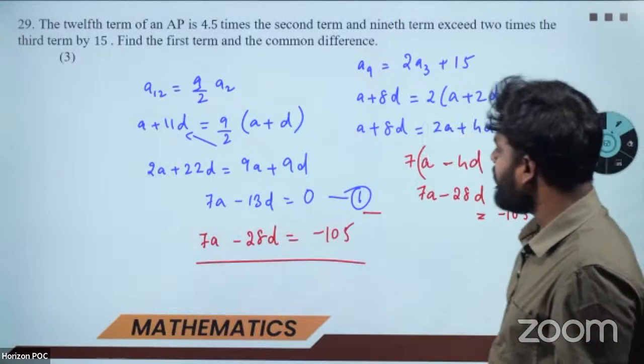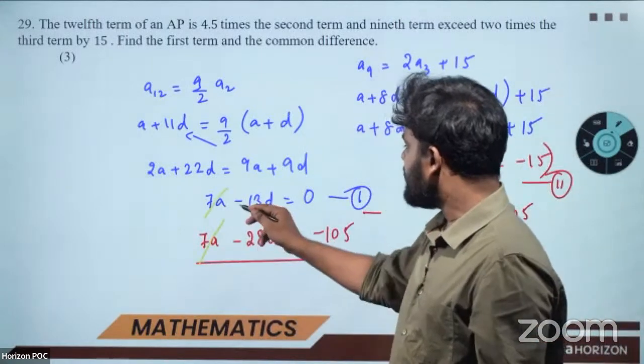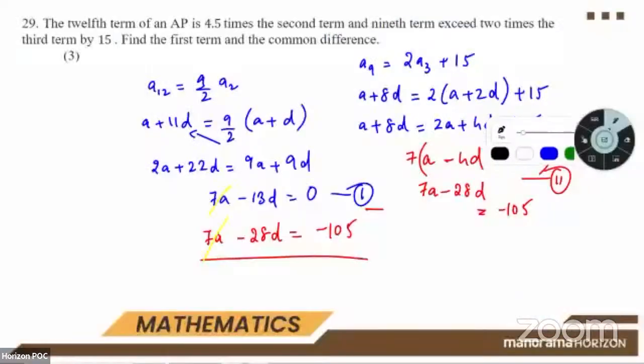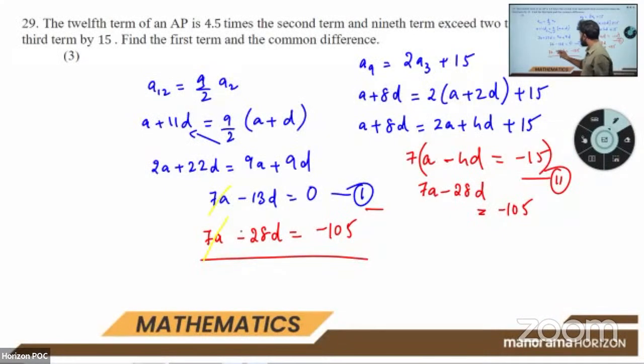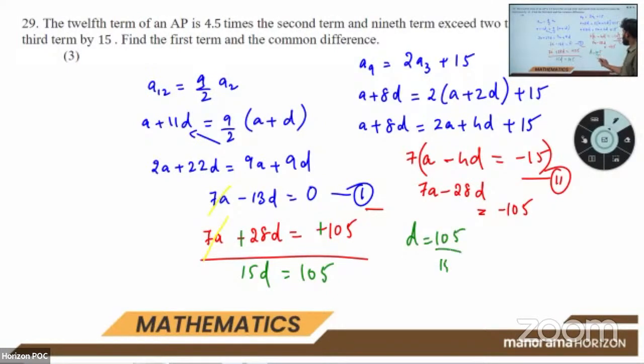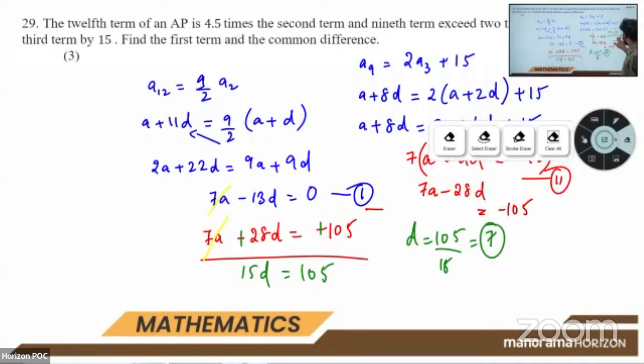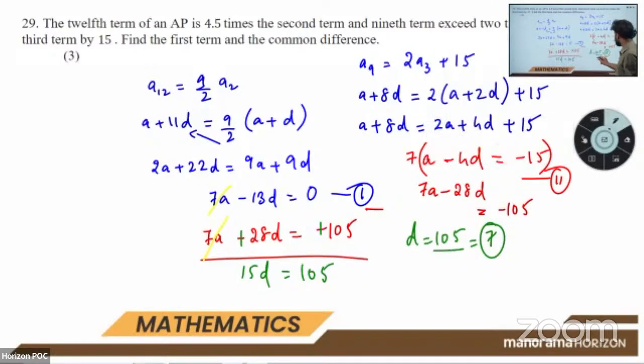When I subtract these two, 7A and 7A get cancelled. Minus 13D minus minus 28D will be what? Minus 13D minus minus 28D will be plus. So that gives us 15D. 0 minus minus 105 is again plus. So that gives us 105. So 15D is equal to 105. What is D from that? 105 divided by 15, that is 7. So this D, the common difference, is 7.